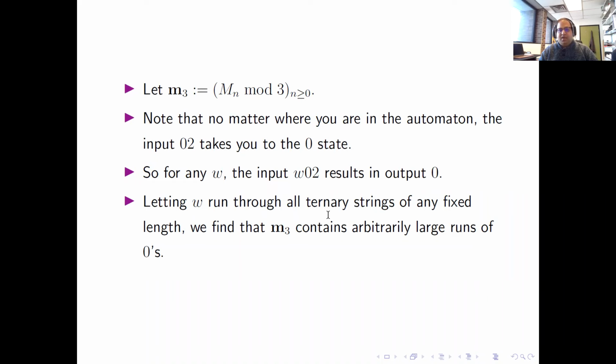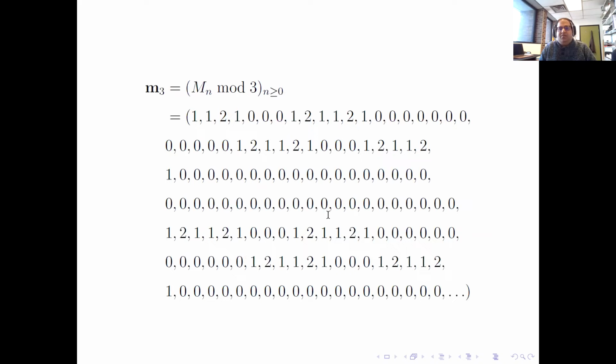So if I let w run through all ternary strings of any fixed length, remember these are ternary expansions, least significant digit first, I'll see that I get a run of consecutive positions that are all zeros. So again, I have these very long runs of zeros in the Motzkin numbers mod 3. If I look at some initial values, Motzkin numbers mod 3 have these very long runs of zeros and then sporadically some non-zero residues.